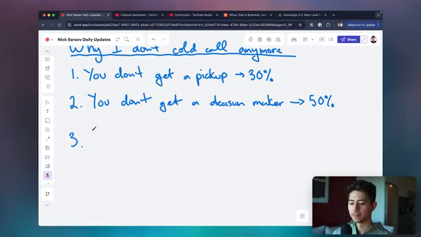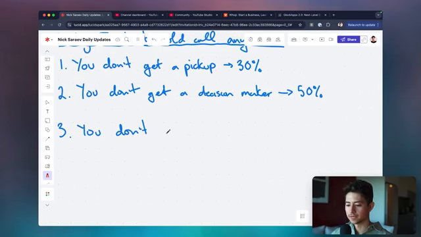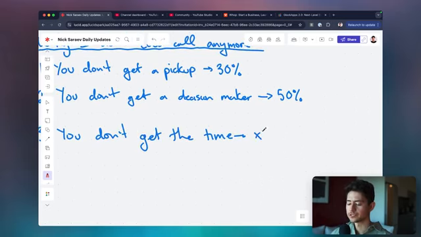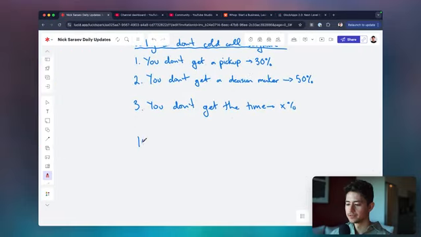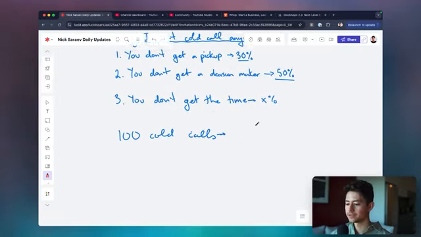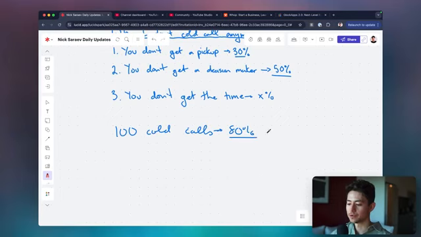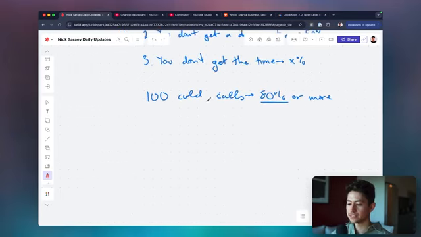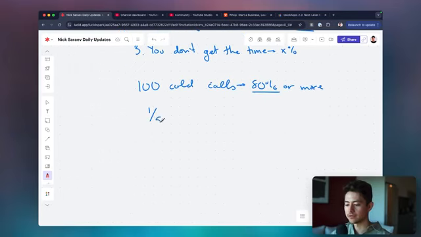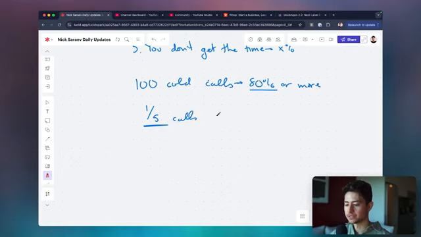And then the third is after you don't get the decision maker, you don't get the time with the person because they're busy. Or there's just some other excuse. So think about this. You just sent 100 cold calls, right? And how many of these are just wasted right off the bat? I don't know. I feel like 80% or more. So that's like negative leverage, right? That's 1 in 5. 1 in 5 calls actually do something, which is crazy.